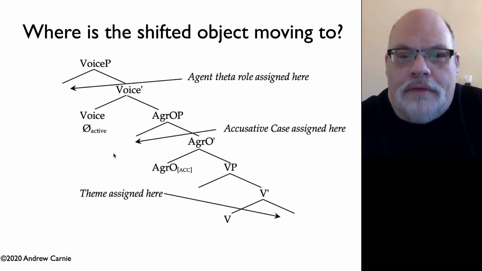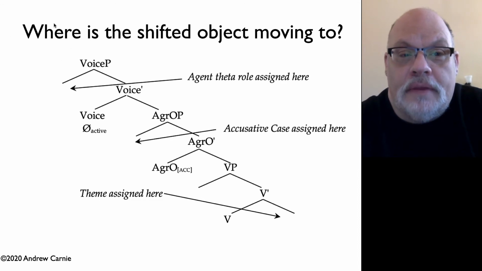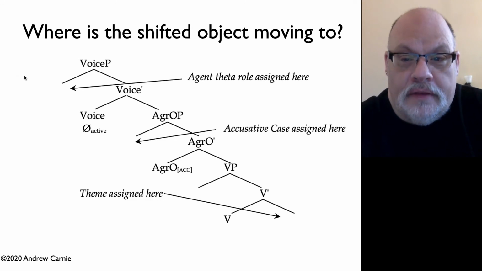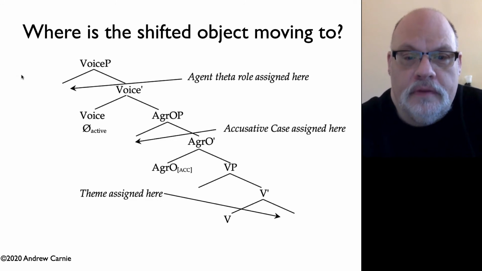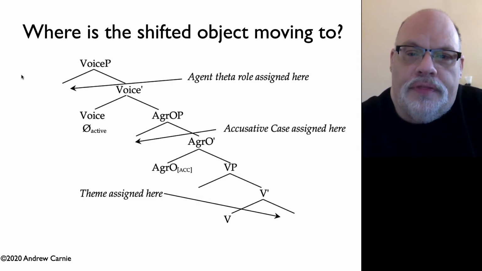So what does that mean for us? That means that the complement position of the verb is where the theme role is assigned. The specifier of AgrOP is where accusative case is assigned. The specifier of voice phrase is where the agent theta role is assigned. And I haven't drawn it in here, but the specifier of the TP is where nominative case is assigned. So we've separated and bifurcated theta role assignment from case assignment.